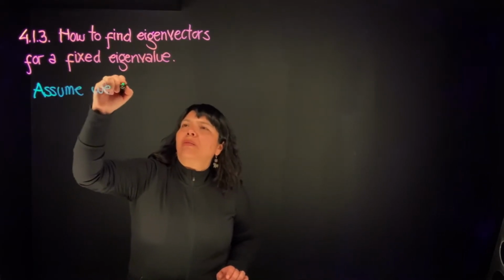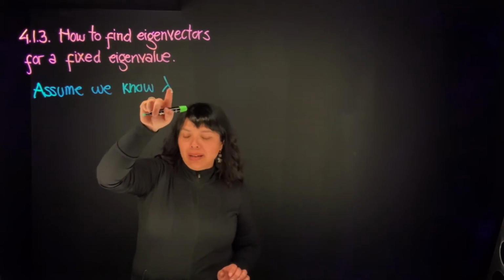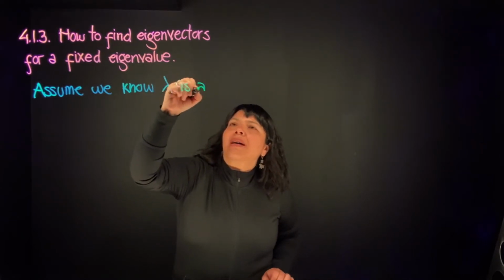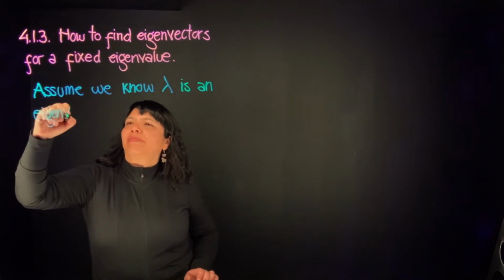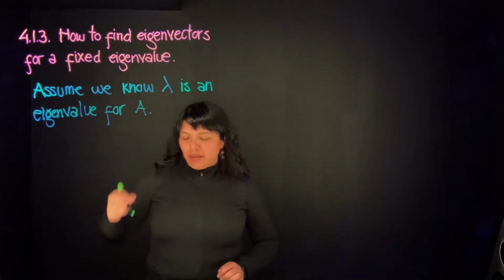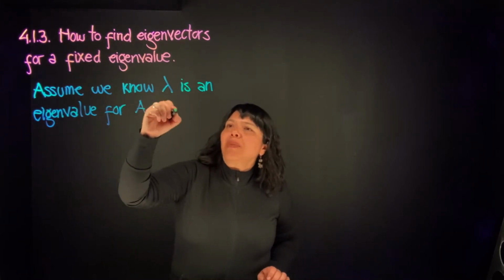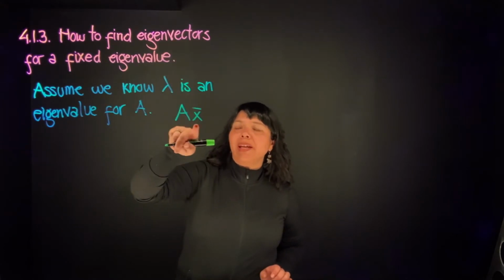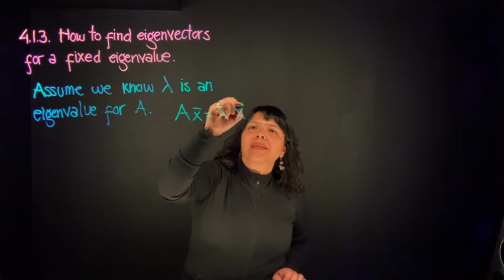so assume that we know that lambda, this is now a fixed number, a scalar, is an eigenvalue for A. So just a little bit of the things that your textbook tells you. So I know that that means that A times some vector that we're trying to figure out, my eigenvector, is going to satisfy that this is lambda times that vector.